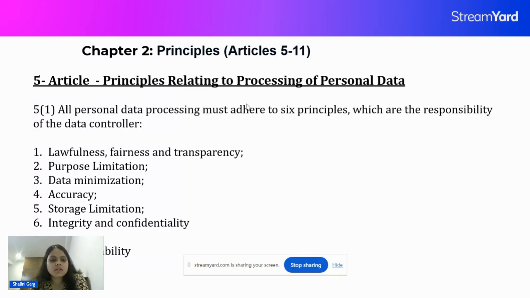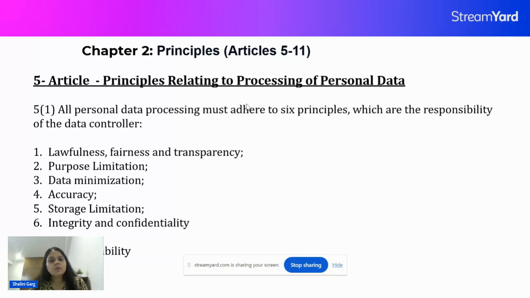There are 6 principles and one more, which we actually treat as a principle, but it has been given as Article 5(2), which is accountability. So currently we can say that there are 7 principles, but yes, 6 plus 1. So number one principle is lawfulness, fairness, and transparency. The data should be processed in a very lawful manner. You know, we have to process the data within the edges of the law only. It should be processed in a fair manner.